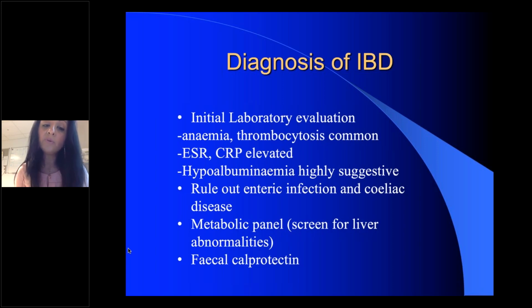In addition to this, we would also do metabolic screens to look for any liver abnormalities. And something we now do routinely is a fecal calprotectin, because a fecal calprotectin in the context of IBD can be used as both a diagnostic marker and a marker of treatment response.